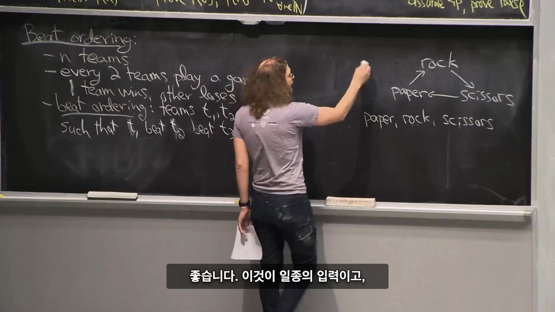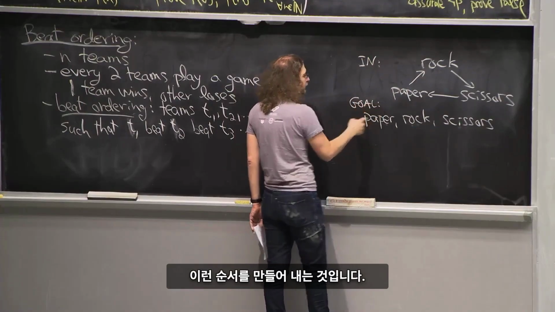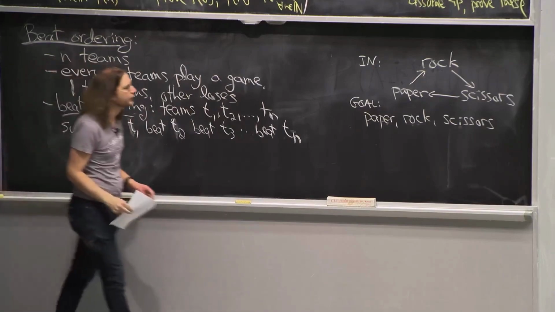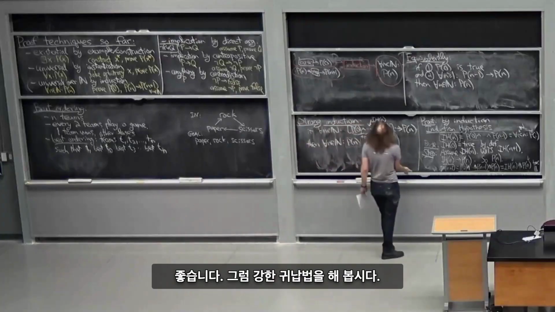Okay, so this is sort of the input, and this is my goal, is to produce an ordering like this. But I need to do it for n teams, not just for 3. Okay, so let's do strong induction.